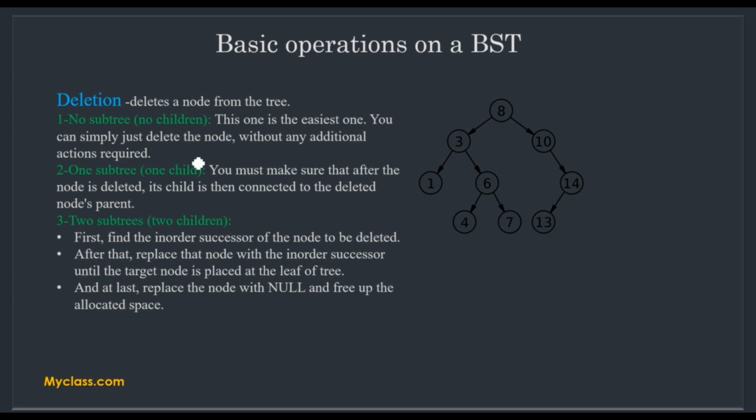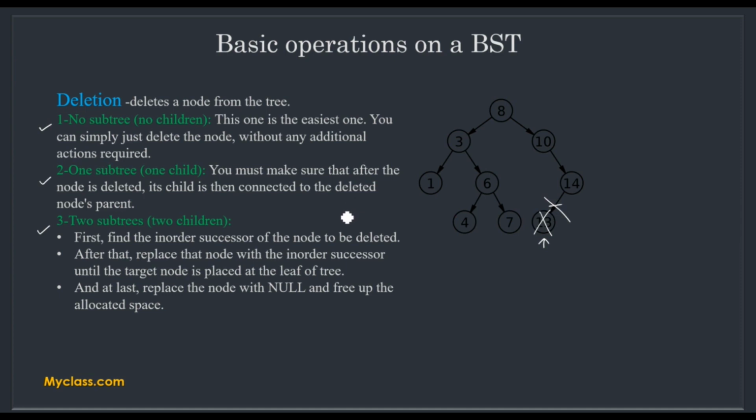Three different kinds of deletion are possible. We can delete a node with no children, that is the first case, no subtree. One subtree means the node has one child, and two subtrees means the node has two children. First we consider the easy case. If we want to delete 13, it does not have a left child or a right child. So you can easily deallocate the memory and disconnect the connection, without any additional action required. You can simply delete the node.